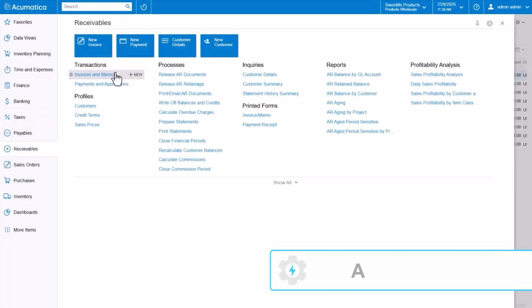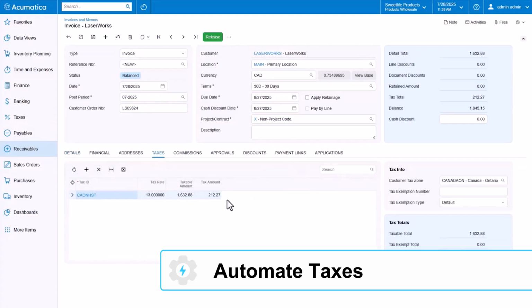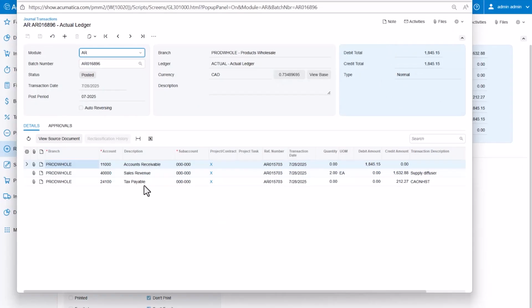Establish system settings to automate tax calculations on taxable goods or services in the tax zones where they are received. Users can override taxes in transactions for unique tax scenarios, special agreements, or tax policies.